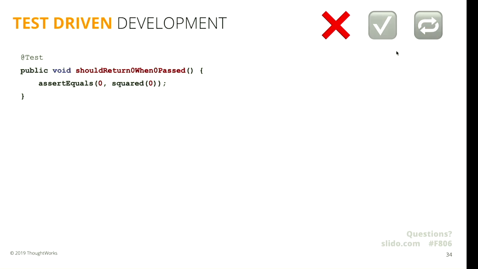So, for example, we'd like to implement a method which will calculate the square of a number. All we need to do is write a test, which in this case should return 0 when 0 is passed. If we run this test, it obviously fails. We haven't implemented anything. So the minimum we need to do to make this test pass is just return 0. If we run the test, this obviously passes, so we move forward.